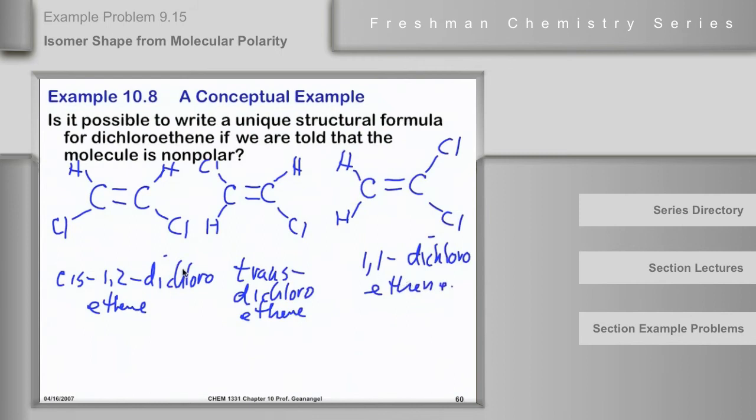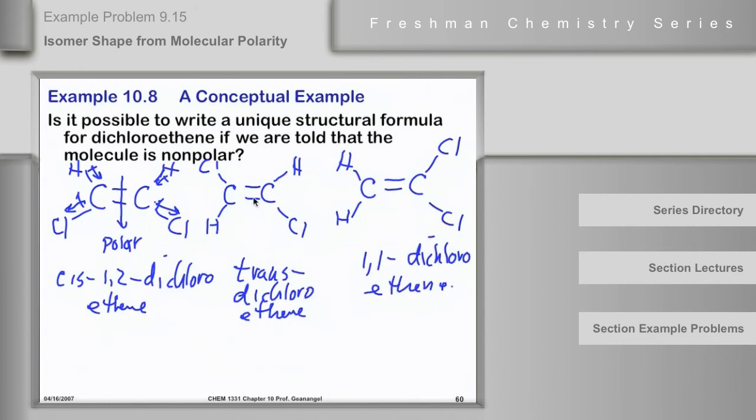Now, in order to determine whether these things are polar or not, we need to look at the polarity of the bonds and how they're arranged. Now, I'm going to draw polar arrows based on things that we've already learned. And that will show that the two carbon-chlorine bonds are polar towards the chlorine, and the two carbon-hydrogen bonds are slightly polar towards the carbon. The net vector from those vectors is a vector pointing down towards the side of the molecule where the chlorines are. So that cis 1,2 dichloroethene is polar. Questions on that?